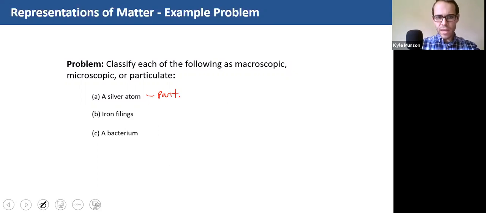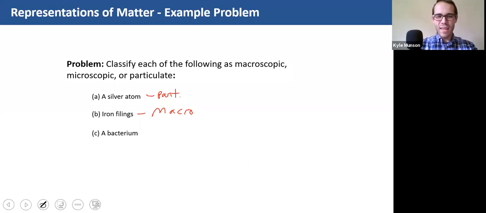What about iron filings here? So, shavings of iron that you may have played with a magnet before. So what about them? Well, they're small, but I can see them with my naked eye. And that's the key here. I could see them with my naked eye, so they are macroscopic. Okay, macroscopic. I apologize if my handwriting isn't the best. I need to get a better pen for my tablet.